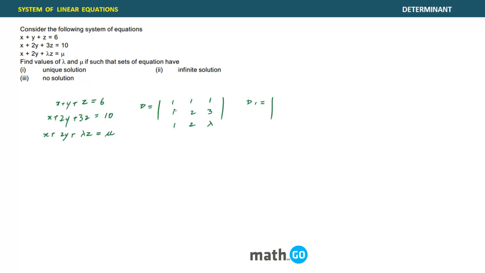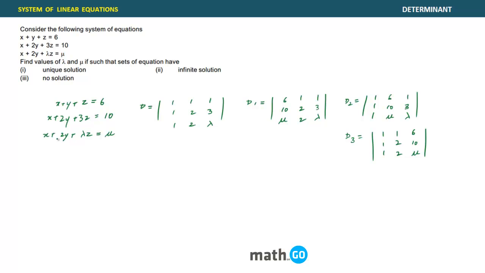d1 will be obtained by replacing the first column with this value, that is 6, 10, mu. This is 1, 2, 2 and this is 1, 3, lambda, right? Similarly, you can figure out d2 and d3 as well. So these are the values of d1, d2, d3. Now let's talk about what you want to find.